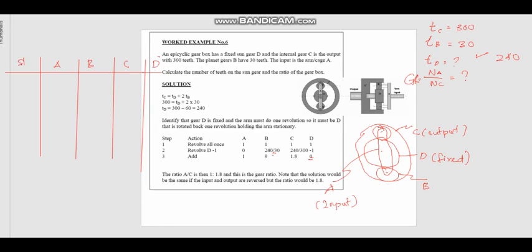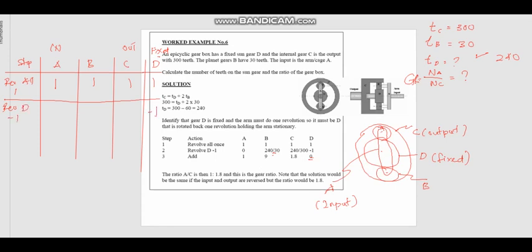So step again, the first step is revolve all by one. So this is one, one, one, one. Before that, let me just put it here. This is input. Output is C, so this is output, and D is fixed. Right? D is fixed. So first we revolve all at once. Next we identify the fixed gear, which is D. So revolve D minus 1. So D will become minus 1.